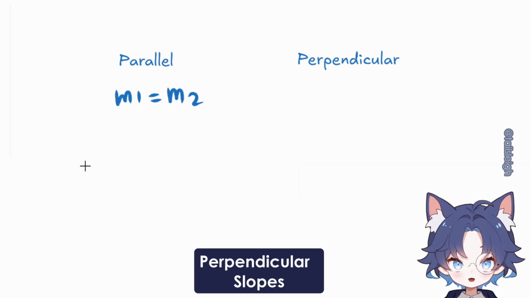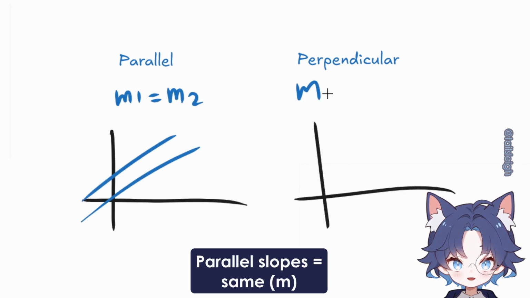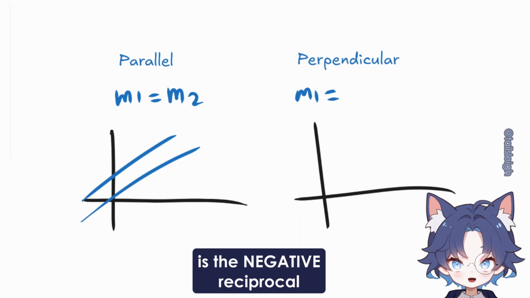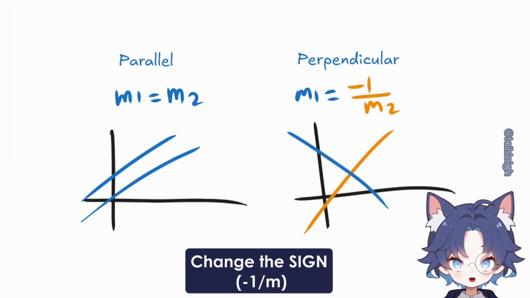Parallel and perpendicular slope. Parallel slope is the same. Perpendicular is the negative reciprocal. Flip the fraction, change the sign.